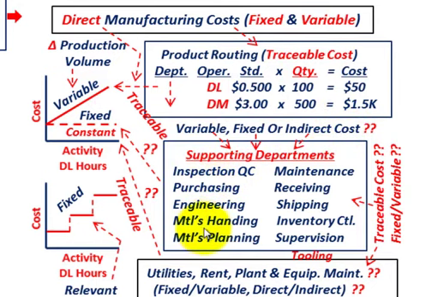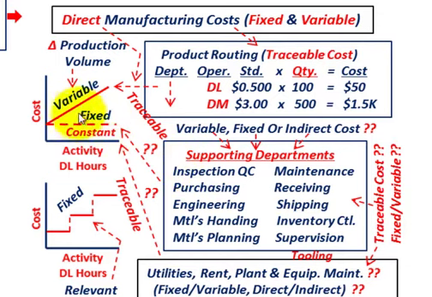And you can also make the argument, let's take the case here where there's a variable portion to these supporting departments. Say, for example, looking at inspection or quality control, maintenance, receiving, shipping, material handling, inventory control. Those are all hands-on jobs that are maybe not directly traceable to the cost here, but they're traceable as far as the fixed cost to start that plant and keep that plant going.